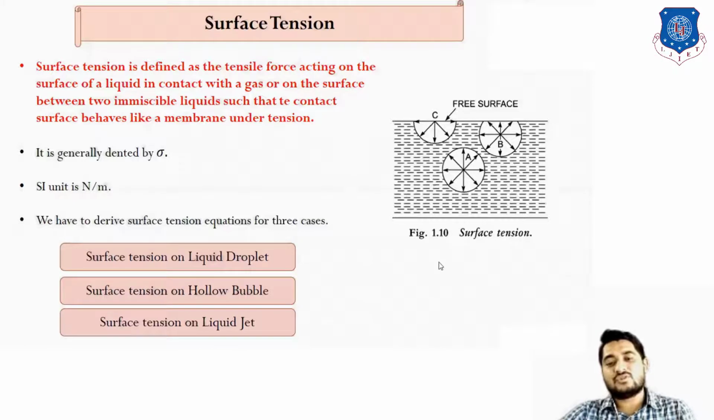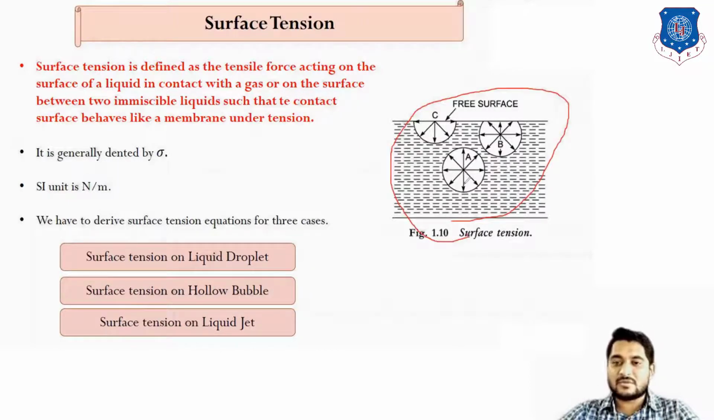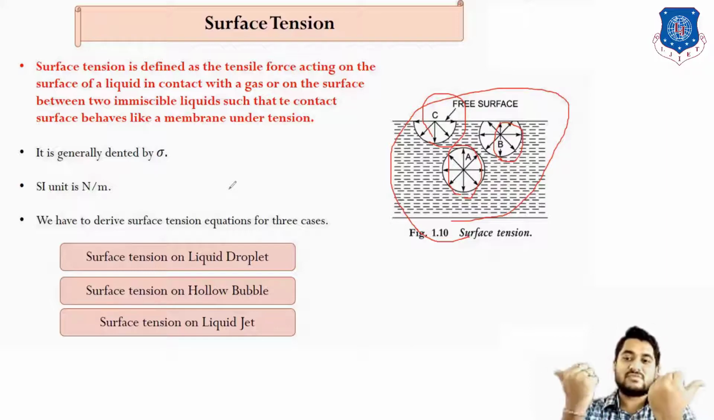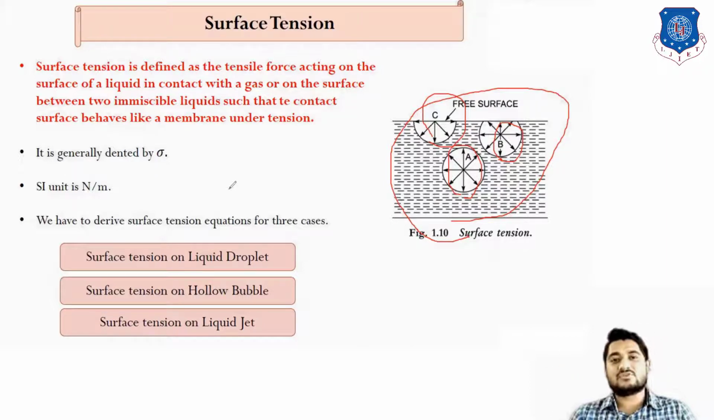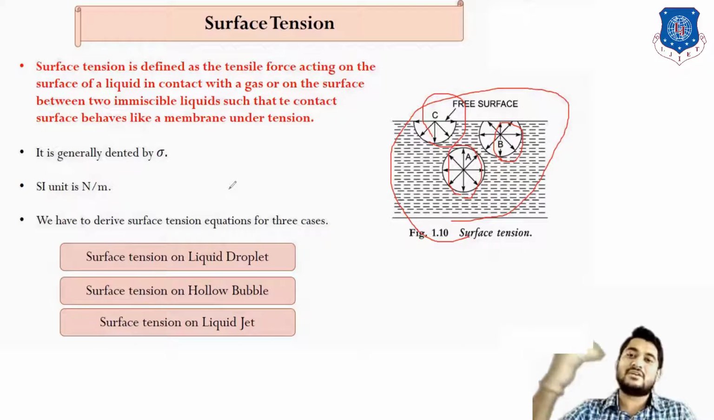So first of all, let us start with surface tension. What do you mean by surface tension? See in this case, here are three bubbles, bubble A, bubble B, and bubble C. So first of all, what do you mean by surface tension? Surface tension is defined as the tensile force acting on the surface of the liquid when it is separated from one medium to another medium.